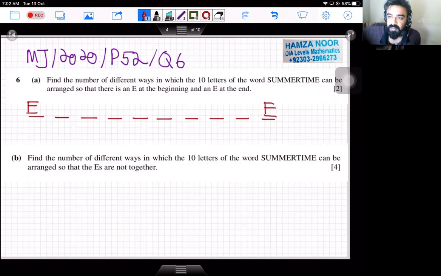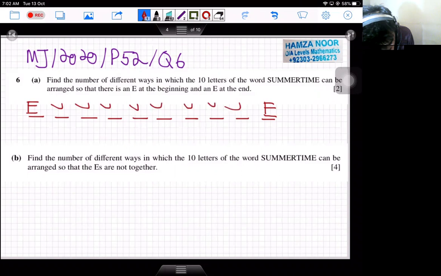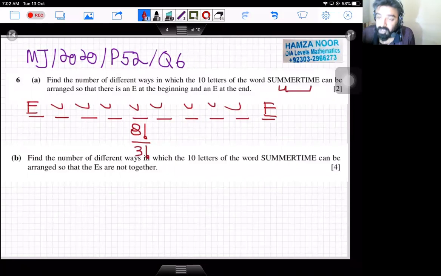How many spaces are left to fill with? 8. 1, 2, 3, 4, 5, 6, 7, 8. So 8 factorial. How many m's are repeating? 1, 2, and 3, divided by 3 factorial. Because e's are already placed. Okay. So 8 factorial divided by 3 factorial. 6720 ways.